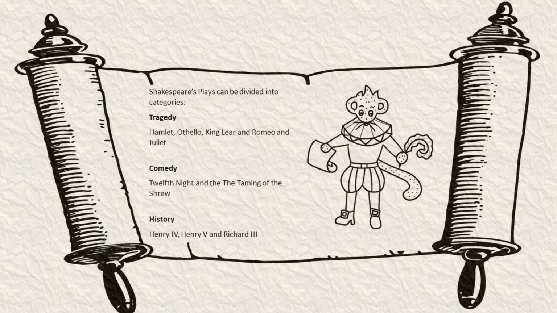Shakespeare's plays were immediately big hits. He wrote different kinds of plays, all of which could be divided into 3 categories. We have tragedies, including Hamlet, Othello, King Lear, and Romeo and Juliet. Comedy, including Twelfth Night and The Taming of the Shrew. And history, including Henry IV, Henry V and Richard III.